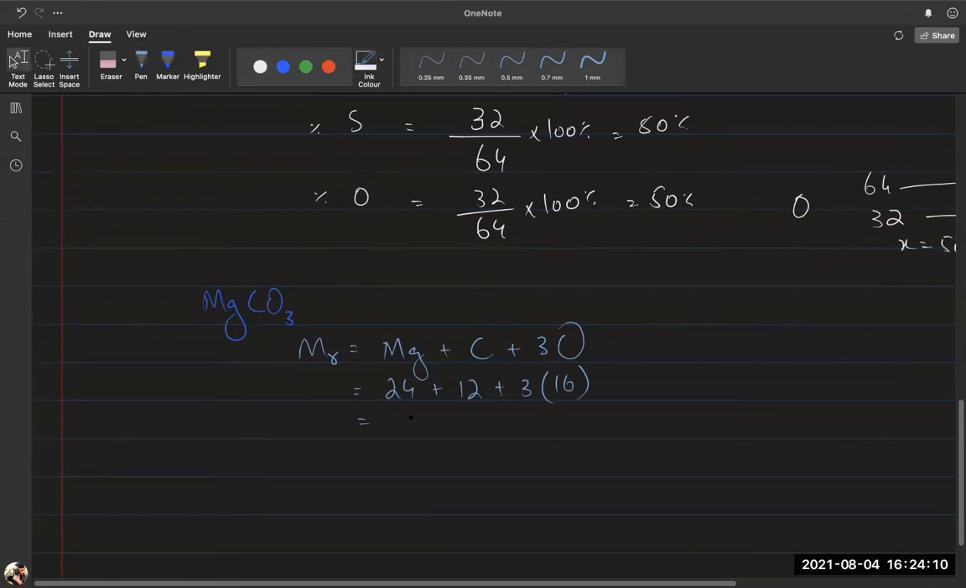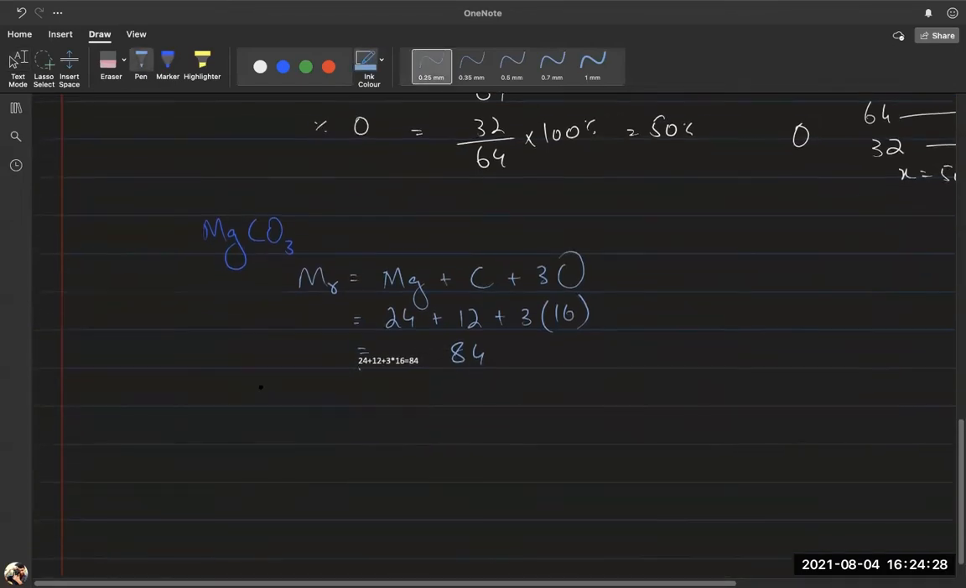So what is it? 24 plus 12 plus 3 times 16. That is equal to 84. So we have 84 as the relative mass. It is the mass compared to 1/12 of carbon 12 for this magnesium carbonate.